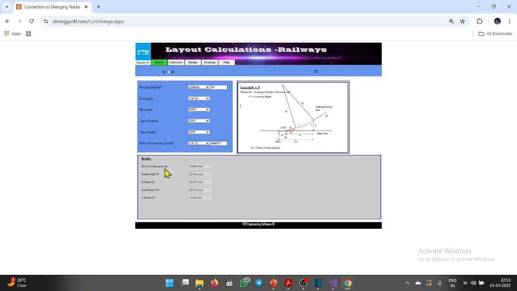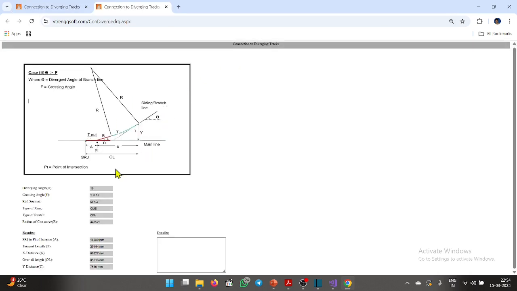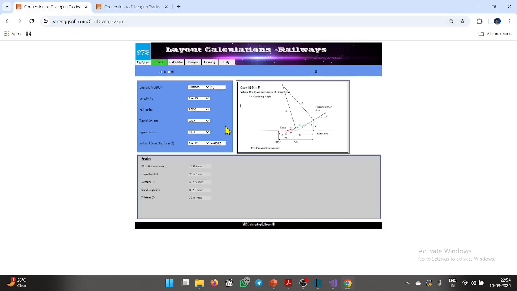So SRJ to point of intersection, this is E, then the tangent length, then whatever you have. It's calculated, and the x distance calculated, and overall length and y distance. Once you know your overall length and y distance, you will be able to fix this tangent point. You can do the connections. You can even go to the drawing also, it will print everything, and all details will be available here. You can write whatever you want. You can take some printout also. This is something about it.